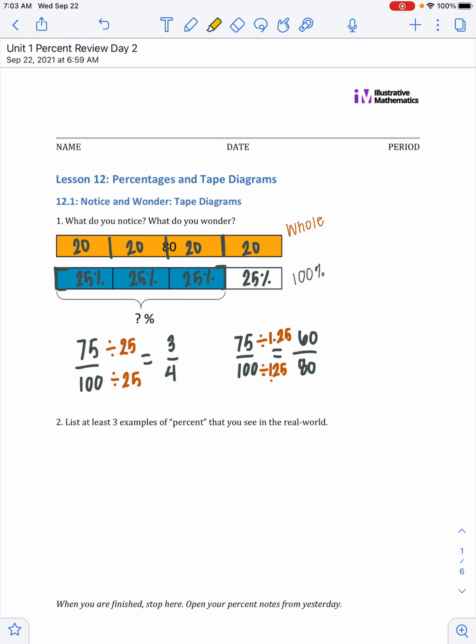Pause this video and answer question 2. List at least 3 examples of percents that you see in the real world. Okay, so if you're watching at this point, you should have answered question 2. The bottom of this page says when you're finished, stop here and open your percent notes from yesterday. If you watched yesterday's video, you got those percent notes, and they just might be something that's helpful to have open while you are working on percent.